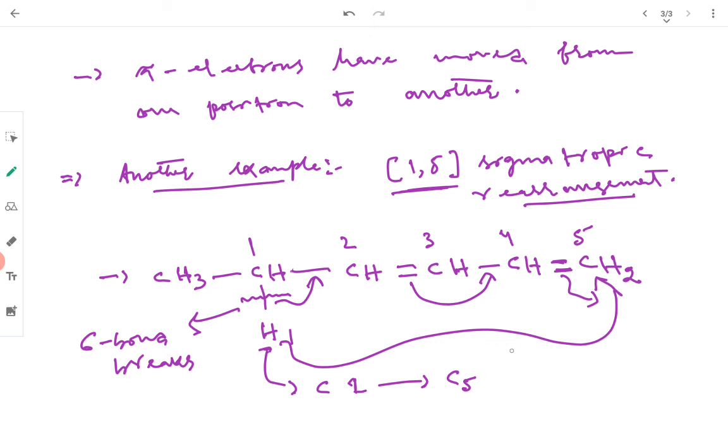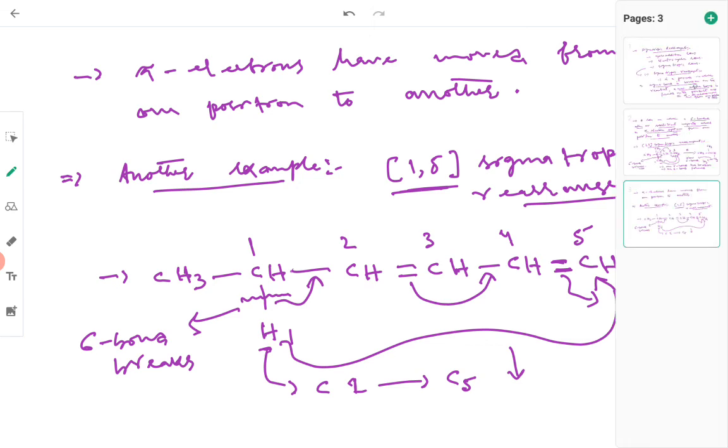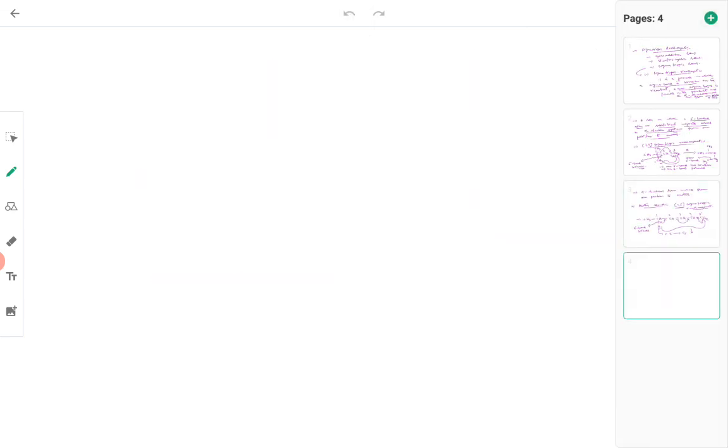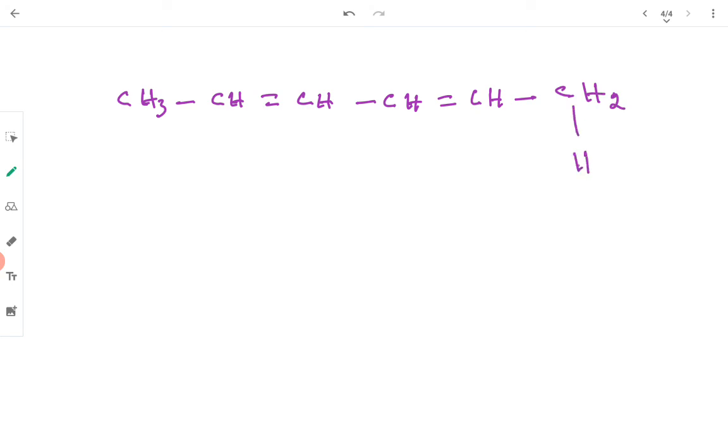So the product will be, I will make it in the next page. Its product will be CH3, CH double bond CH, single bond CH double bond CH, single bond CH2 and H. This is the product, and this bond is the new sigma bond formed.